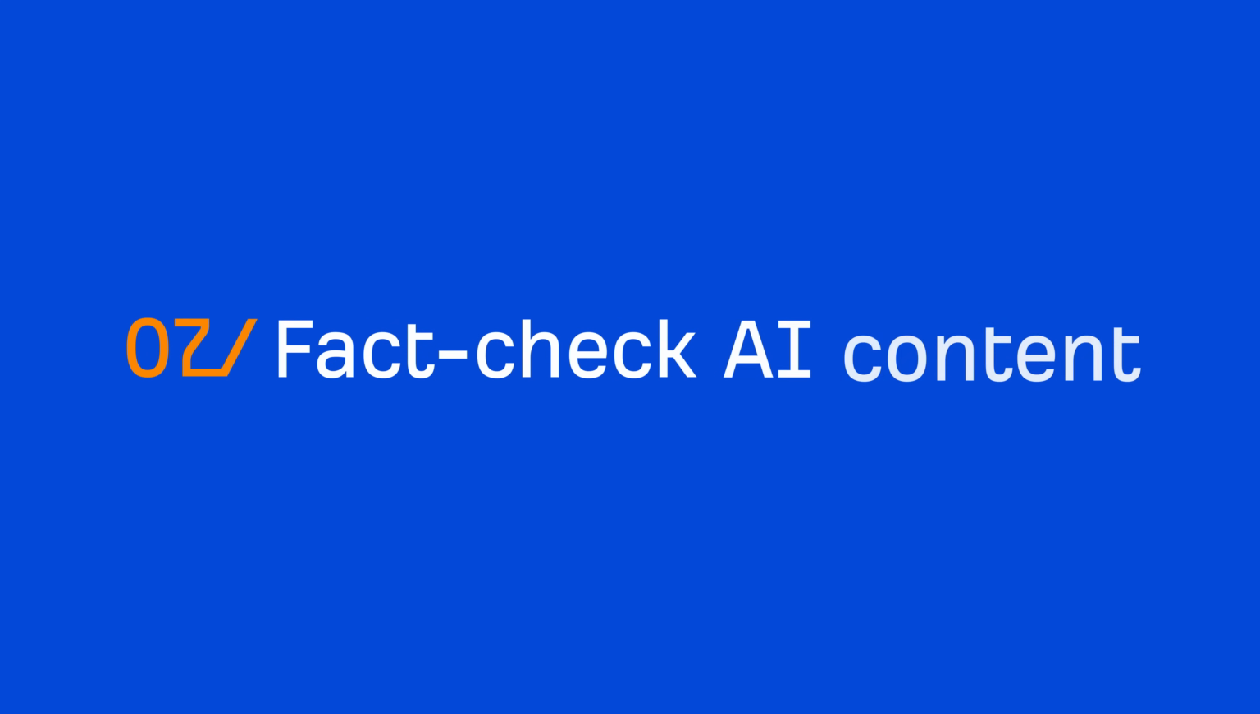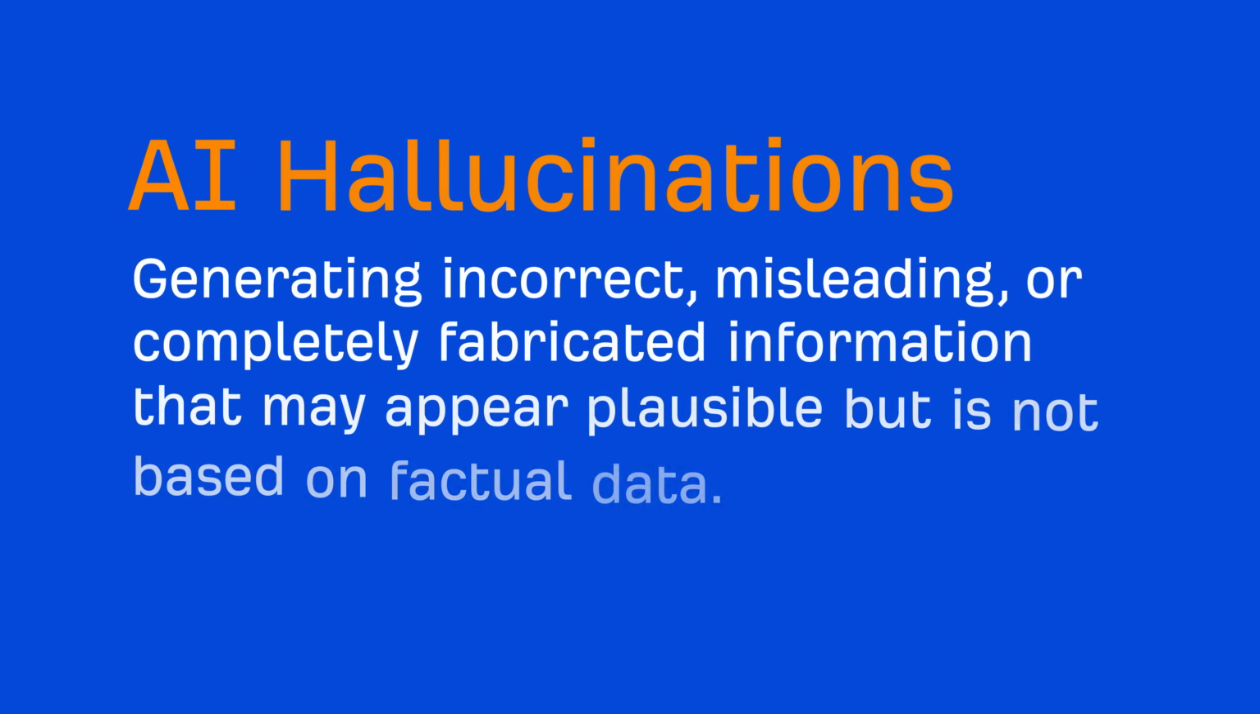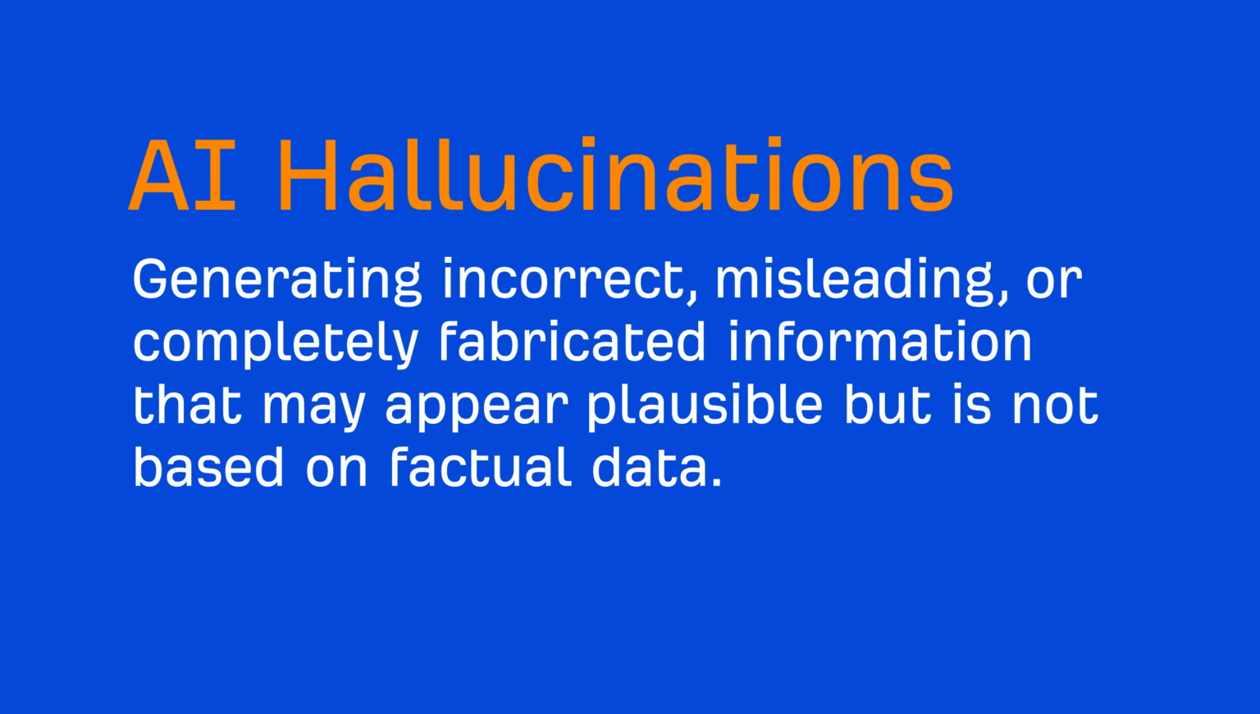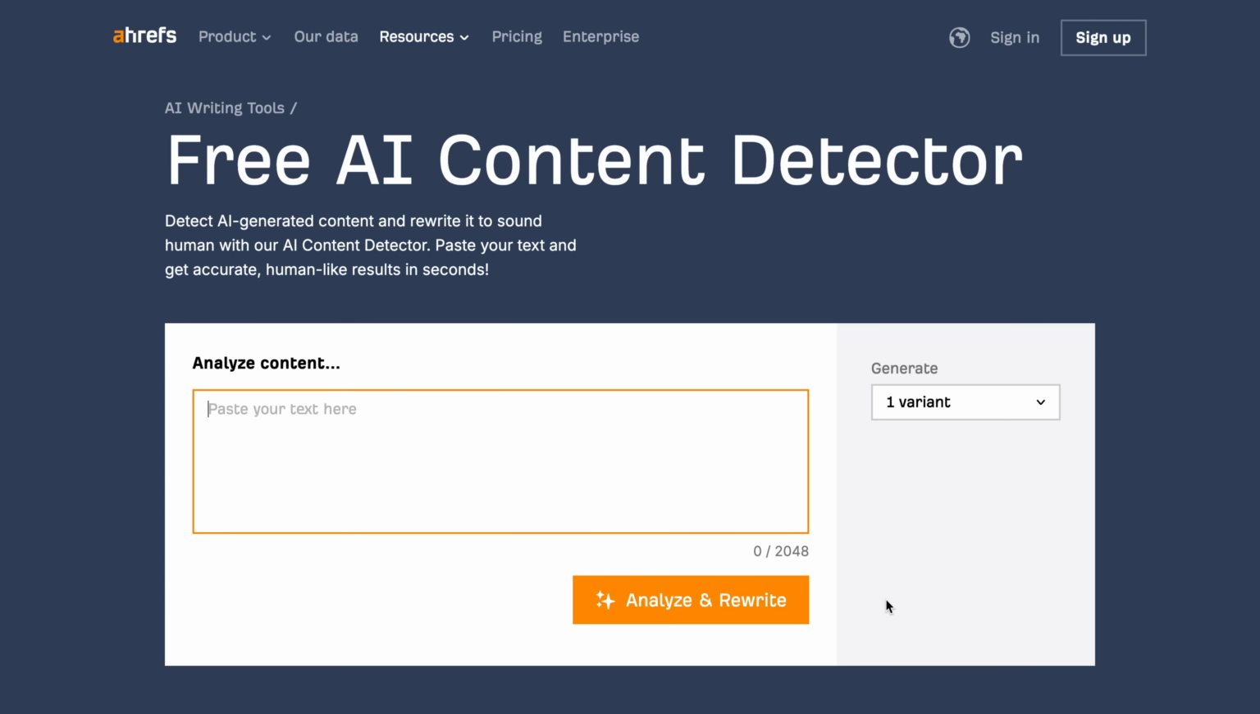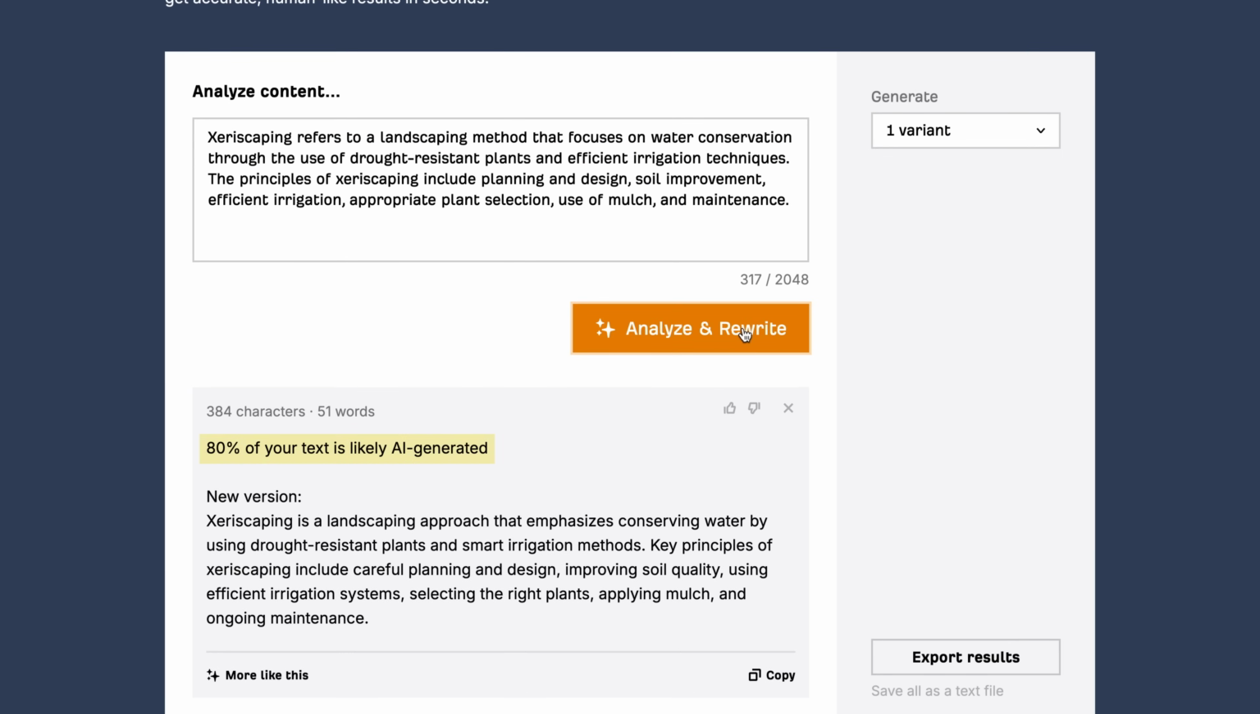The final step of creating AI SEO content is to fact-check it. AI is known for mistakenly generating incorrect, misleading, or completely fabricated facts that may appear plausible when in fact they aren't, a term commonly known as hallucination. So, as a safety measure, read through the final article and double-check all the facts and data you've included. Also make sure all the sources cited lead to credible sources. If you still have doubts, you can use Ahrefs' free AI detector.